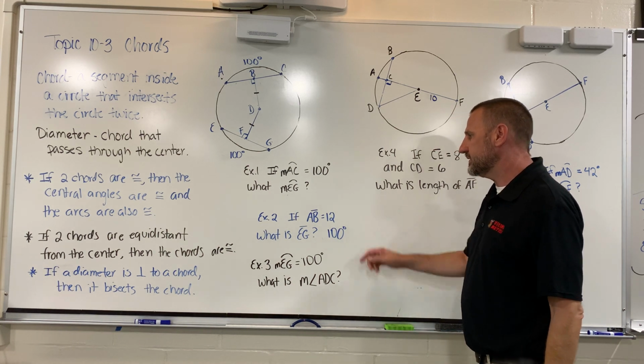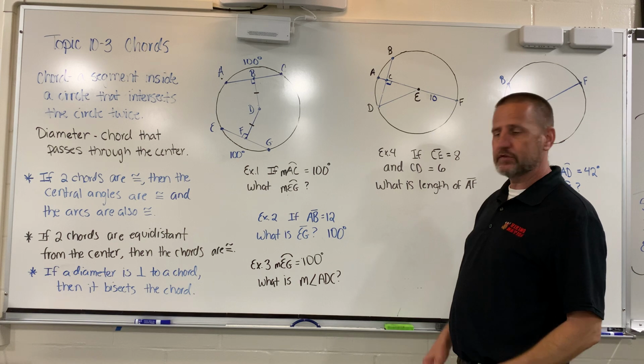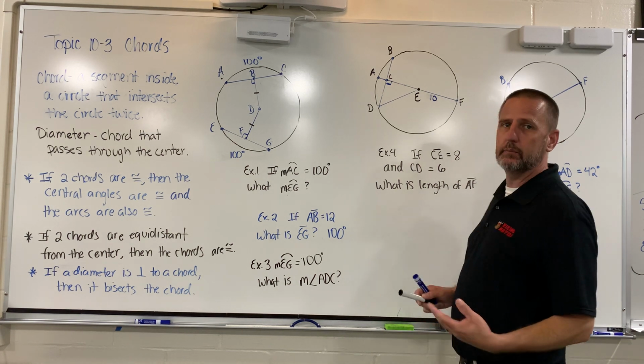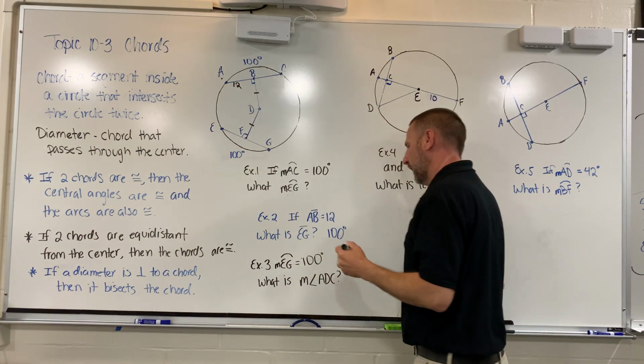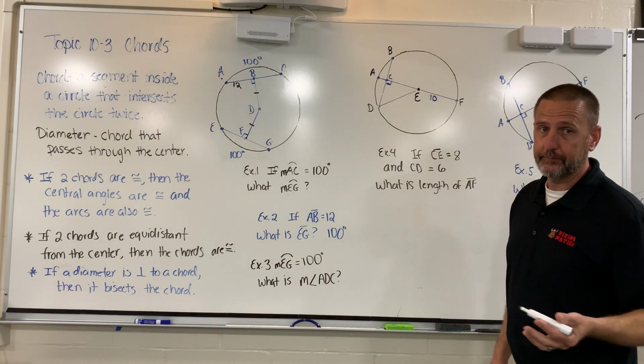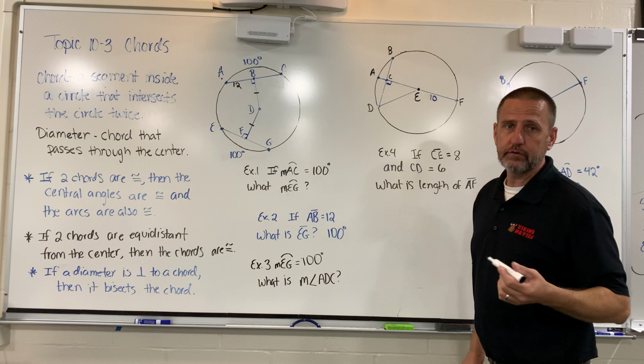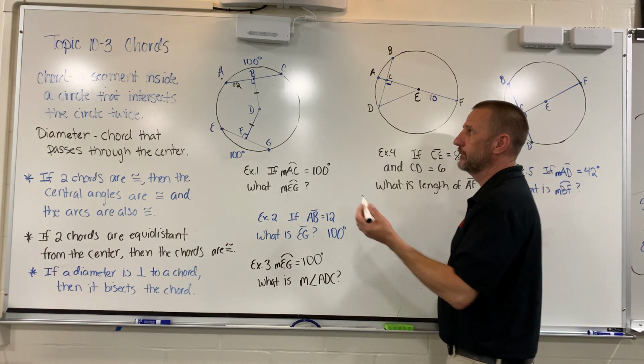All right, in my next example, I said if AB is 12, so if the distance from A to B is 12, what is the distance from E to G? Well, the answer would be 24, and here's why.